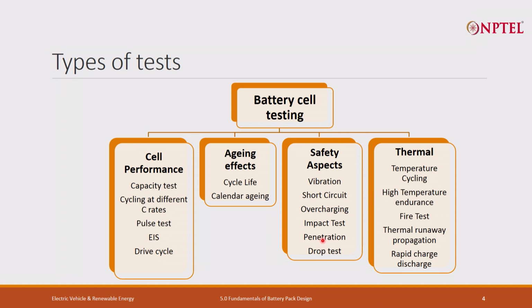So this test ensures the maximum ambient temperature at which the cell can be cycled at a particular C rate, so that there is no risk of fire or thermal runaway. And the fire test, in which cells are actually subjected to fire.